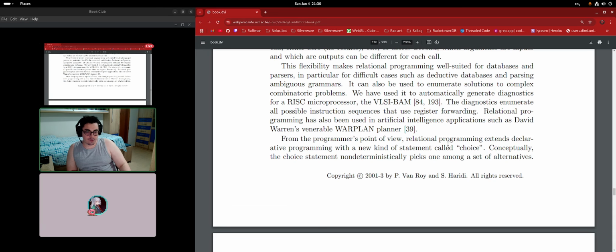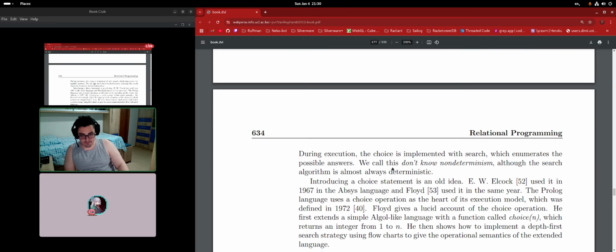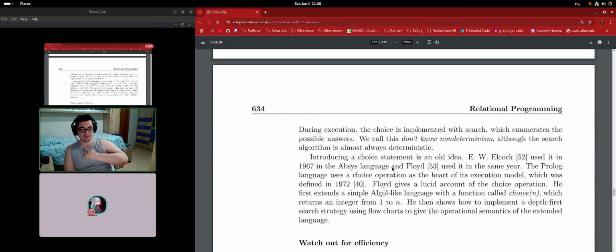from a programmer's point of view, relational programming extends declarative programming with a new kind of statement called a choice. We already saw this before in Karuta. Conceptually, the choice statement non-deterministically picks one among a set of alternatives. During execution, the choice is implemented with search, which enumerates the possible answers. We call this don't-know non-determinism, although the search algorithm is almost always deterministic.